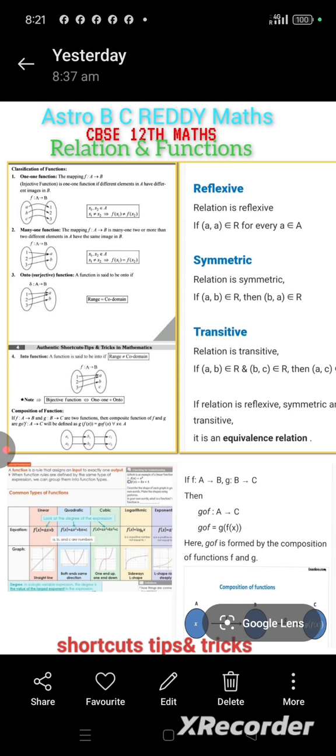Many-one function. The mapping f: A tends to B is many-one if two or more than two different elements in A have the same image in B.